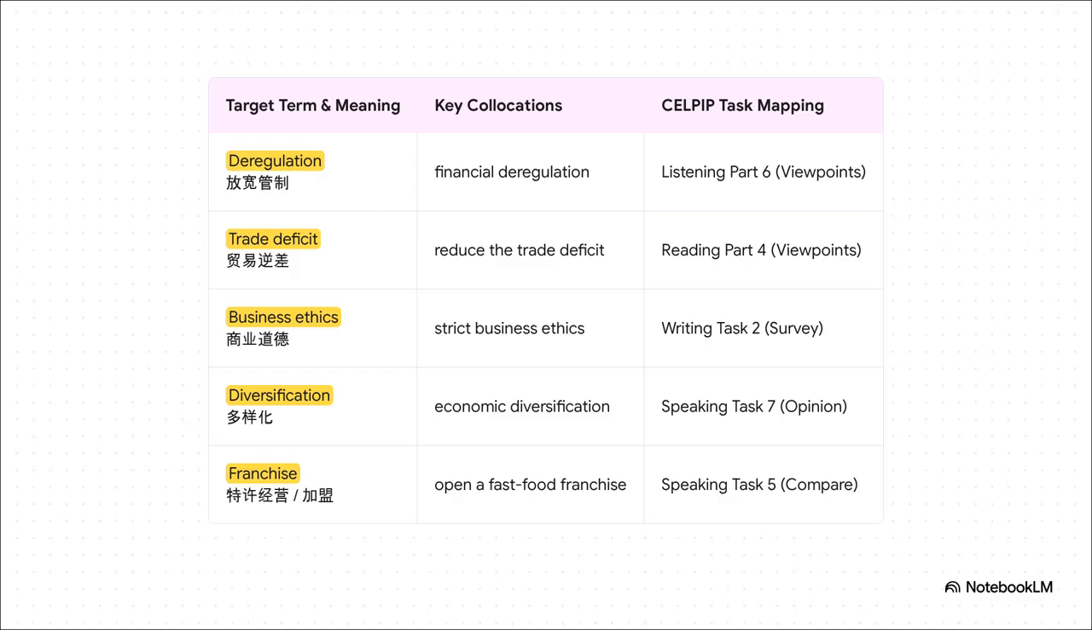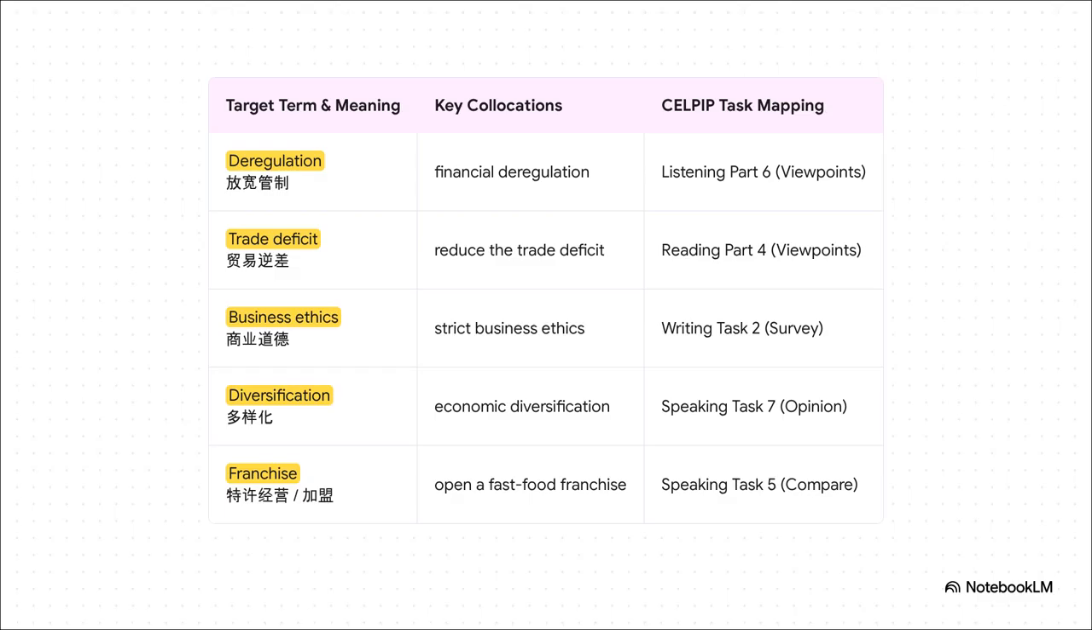Next, trade deficit. Trade deficit, 贸易逆差. Politicians in reading Part 4 frequently argue over exactly how to reduce the trade deficit, especially regarding U.S.-Canada relations. Then, business ethics. Business ethics, 商业道德. Whatever the corporate scenario is in writing Task 2, always demand strict business ethics.